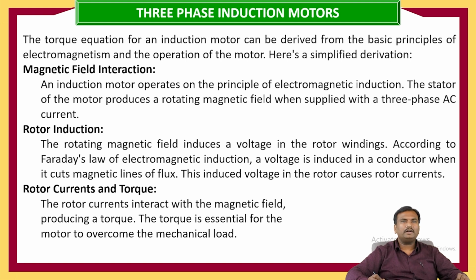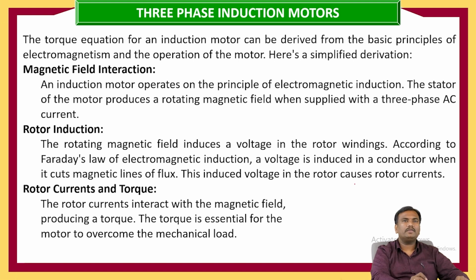And the second point is rotor induction. The rotating magnetic field induces a voltage in the rotor windings. According to Faraday's laws of electromagnetic induction, a voltage is induced in a conductor when it cuts the magnetic flux lines. This induced voltage in the rotor causes rotor currents.